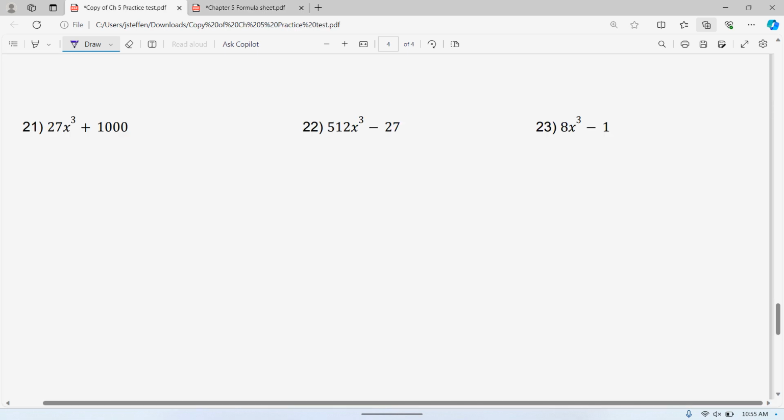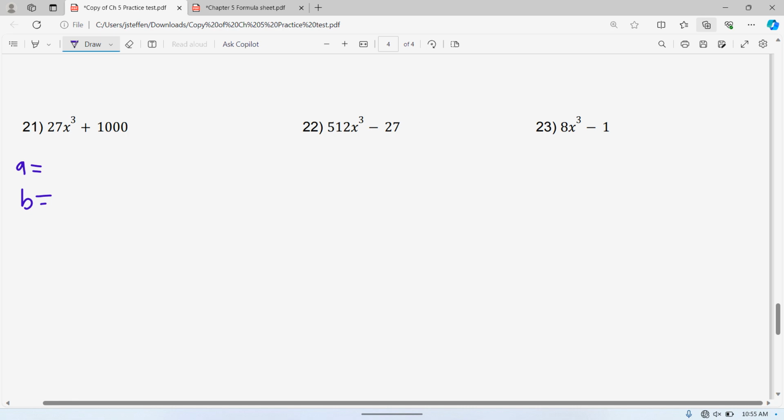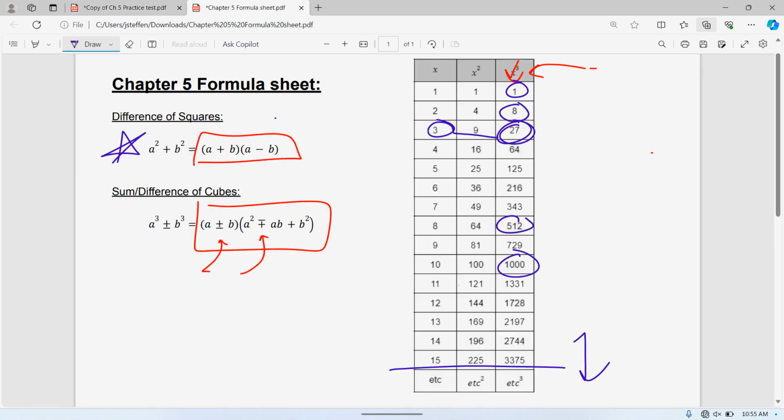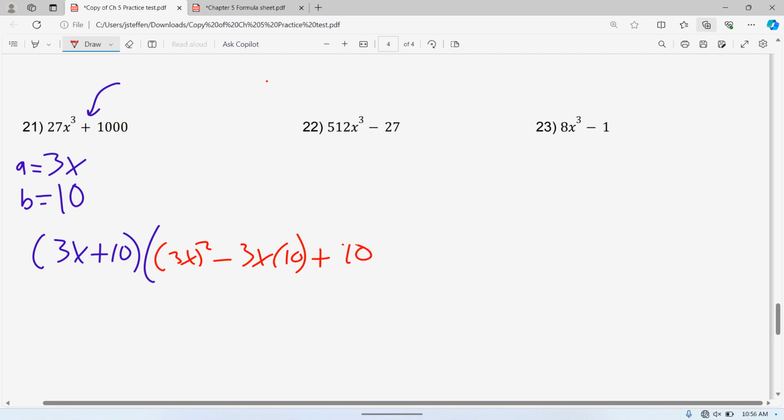Your A, 27, B is 10 to the third. Using your formula, you end up with 3x plus 10. We start with plus because the original starts with plus. Then times 3x squared, minus 3x times 10, plus 10 squared.